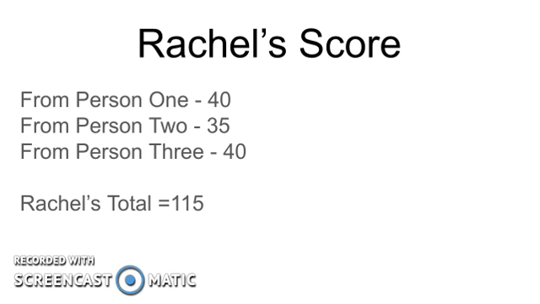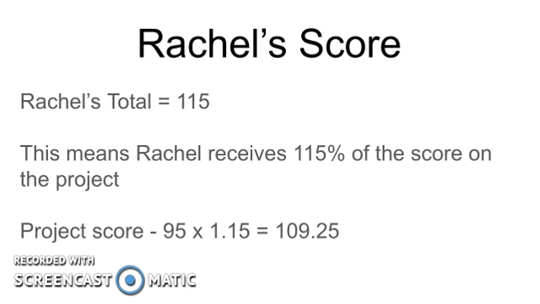Okay. And if we do the calculation, Rachel's total was 115. That means that Rachel receives 115% of the score on the project. And the project score was 95. We multiply that by 1.15, or 115%. And that means she's going to get 109.25. She can get more than 100. So keep in mind that that's how that works.